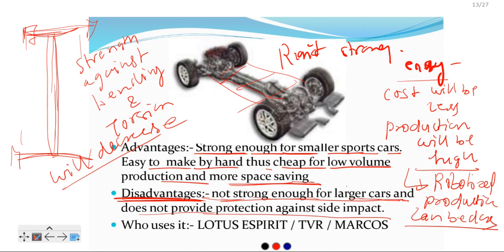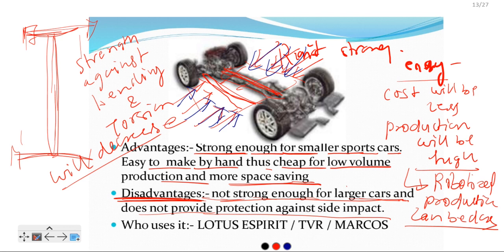You can see here there is one member in the middle. There is no side member connecting for saving against side impact, meaning the impact force acting from the side of the vehicle. So there is no other component to resist these forces coming from the side. So this is not good for side impacts, and also not better for the larger cars, which are using Lotus, TVR and Marcos.